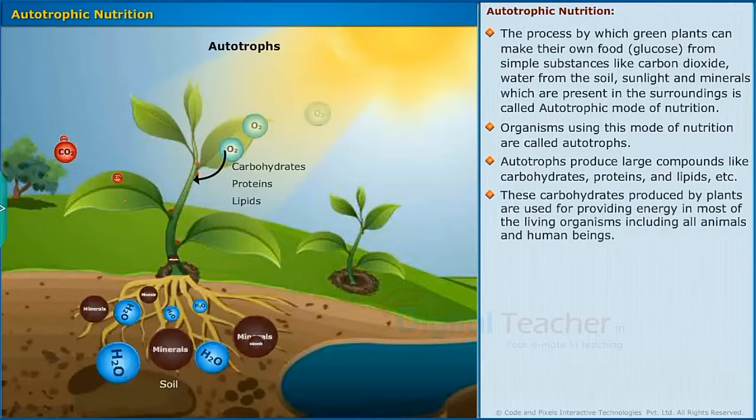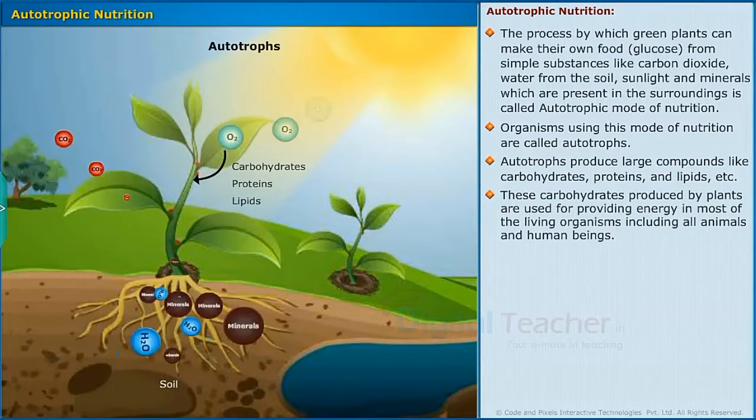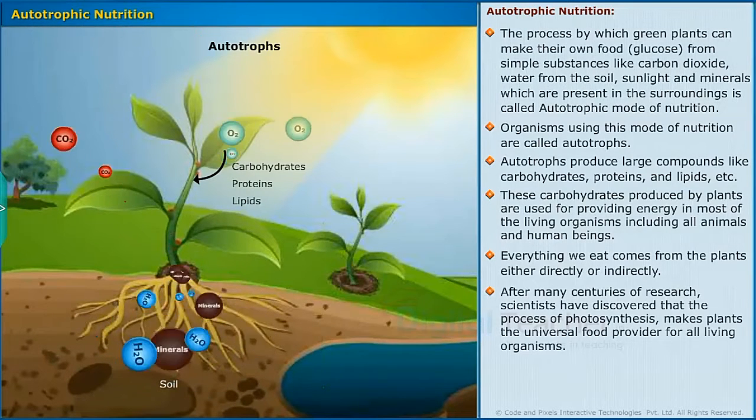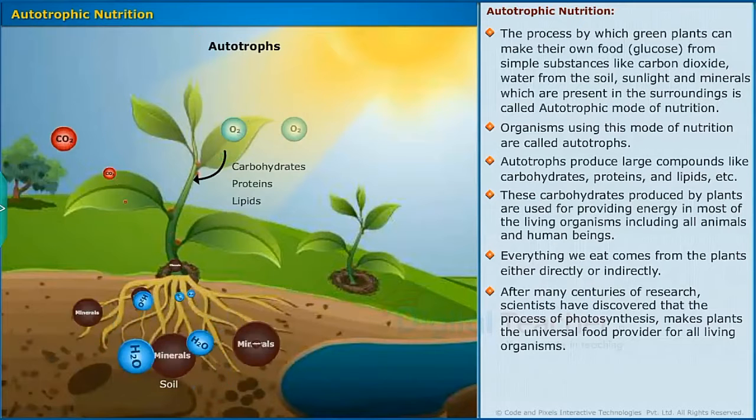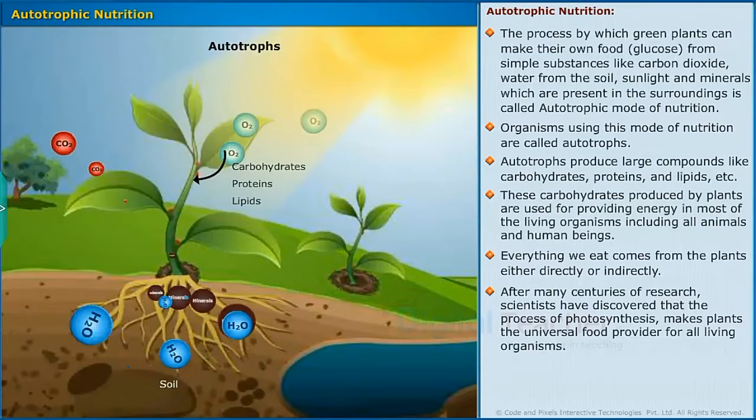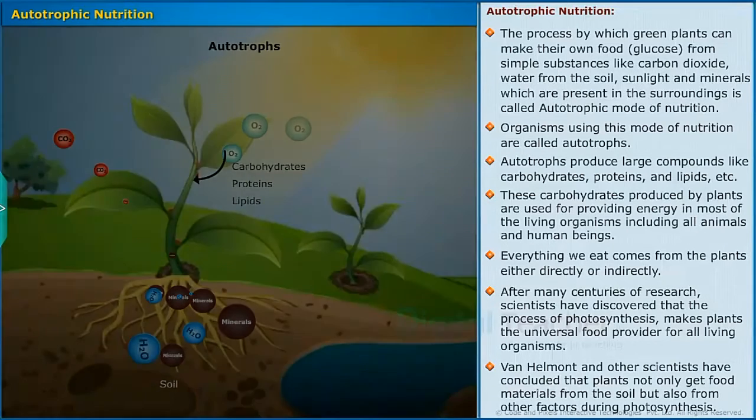These carbohydrates produced by plants are used for providing energy in most of the living organisms, including all animals and human beings. Everything we eat comes from the plants, either directly or indirectly. After many centuries of research, scientists have discovered that the process of photosynthesis makes plants the universal food provider for all living organisms. Van Helmont and other scientists have concluded that plants not only get food materials from the soil, but also from other factors during photosynthesis. Let us learn about this process further.